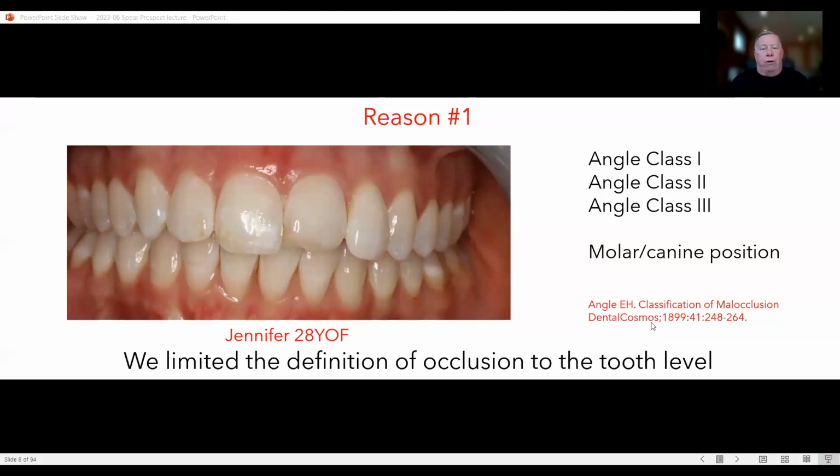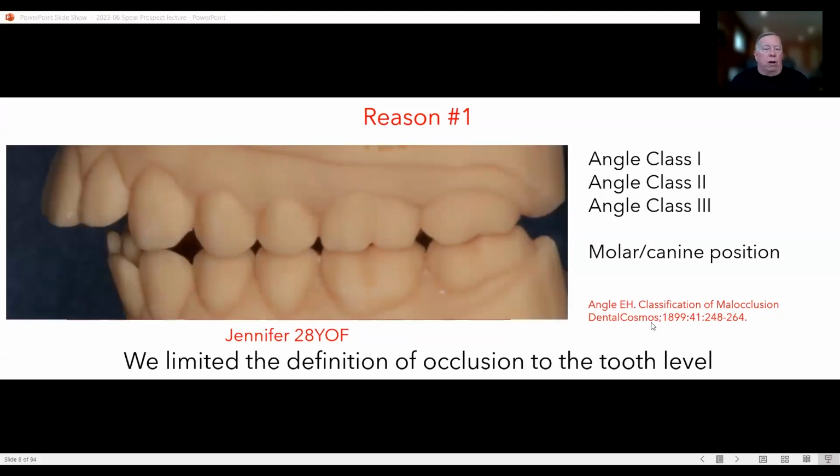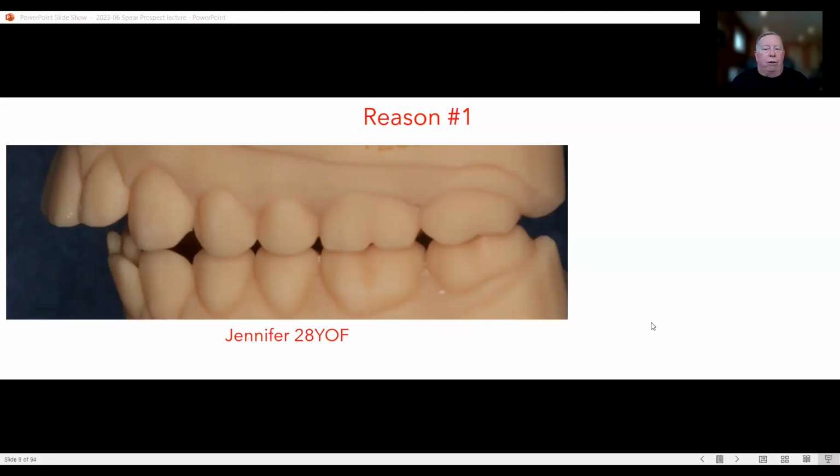Take a look at Jennifer here. When you take a look at Jennifer, usually we're going to look at, is she a class 1? Is she a class 2? Is she a class 3? Edward Angle developed that back in 1899, and that's generally how we look at patients' occlusions today. So when we look at her, you can see she's a class 2 occlusion, but really what we're simply doing is looking at the tooth level.